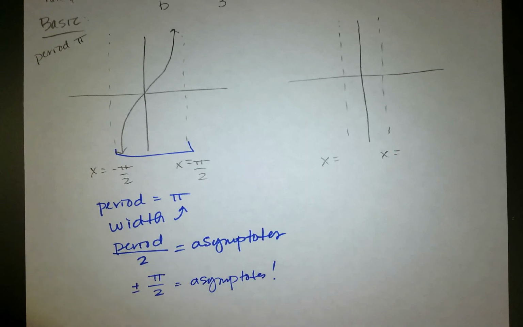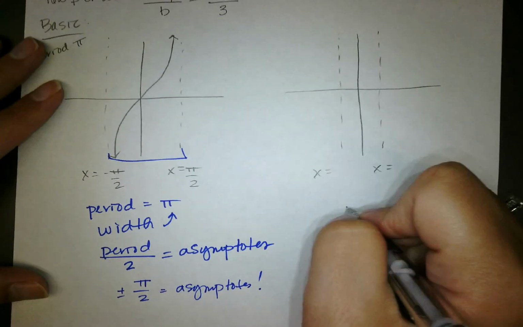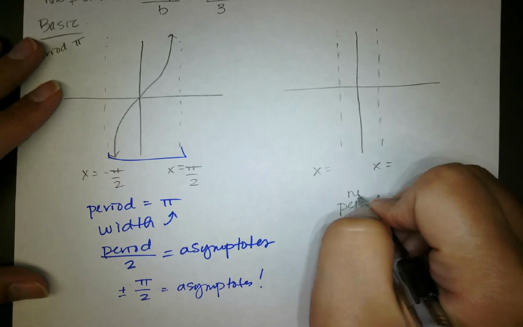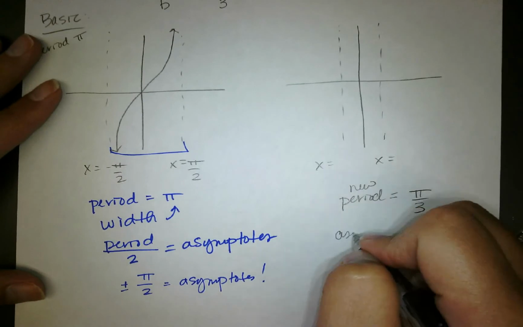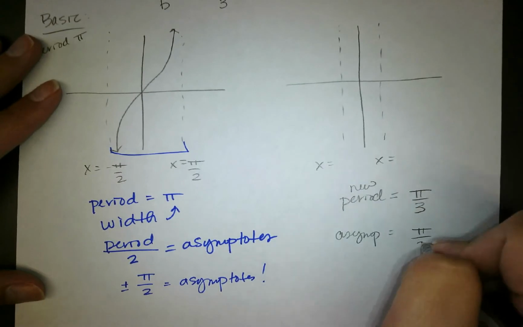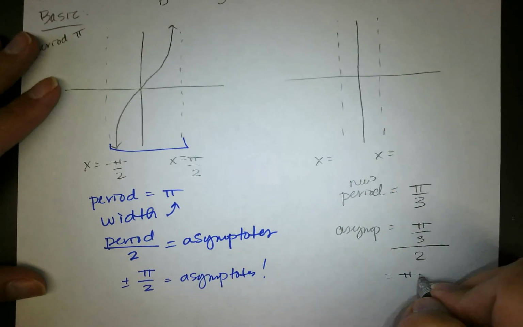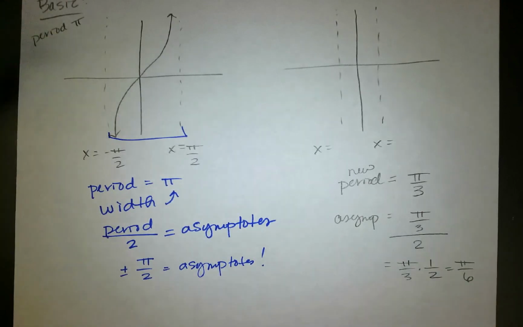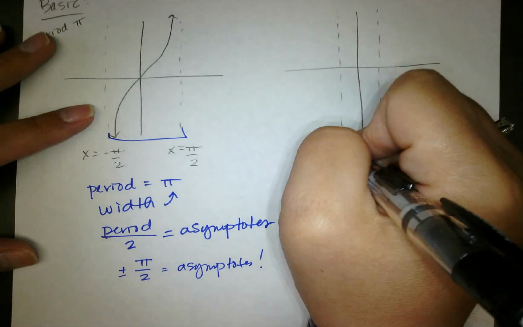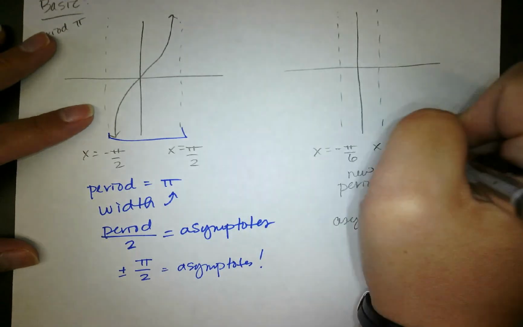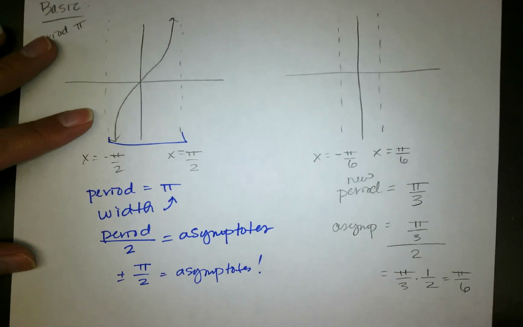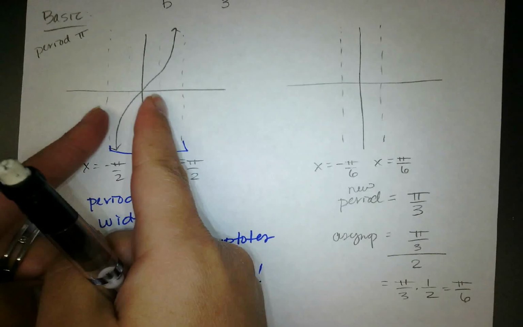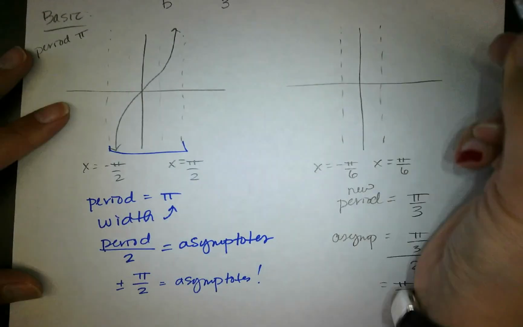There we go. Alright, so let's do it for this one. My period equals pi over 3. That's my new period. So my asymptotes, cut it in half. Pi over 3 divided by 2. That's pi over 3 times 1/2. Pi over 6. Oh yeah, half of a third is a sixth. So it makes sense that this is negative pi over 6, positive pi over 6. So we squished it. We took this graph and then we put it in between here. That's what we did. We squished it. We made it more narrow.